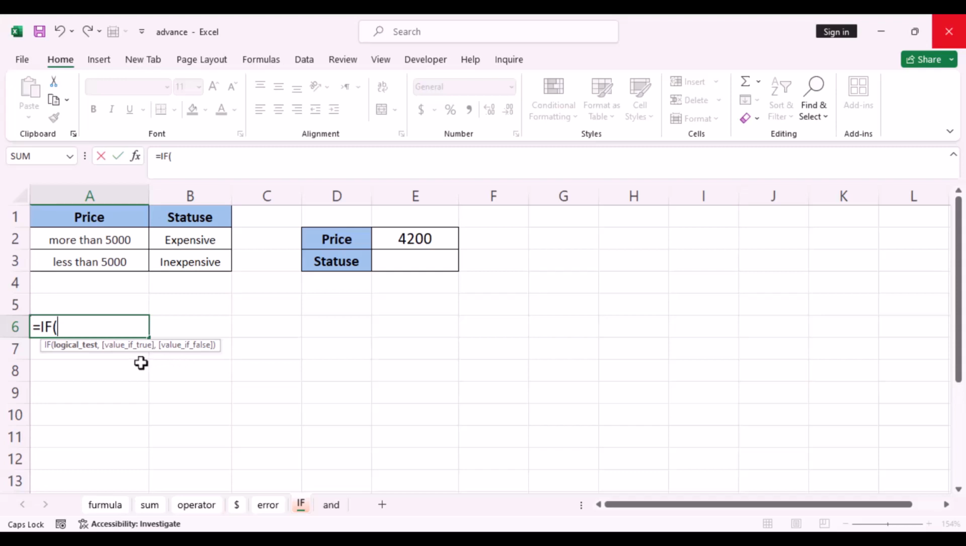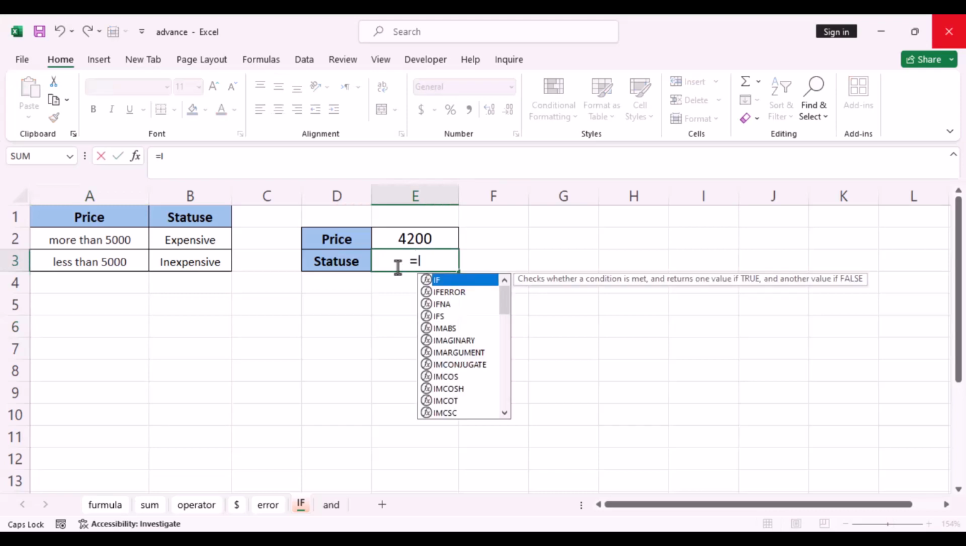Guys, the input and output of this function can be anything, such as number, text, date, and etc. Suppose in this table, in column A, the price range is specified, and in column B, its cheap or expensive status is specified. Our input is this cell that shows the number 4,200, and now according to the price table, we want to write a formula that determines the expensive or cheap state of the input data.